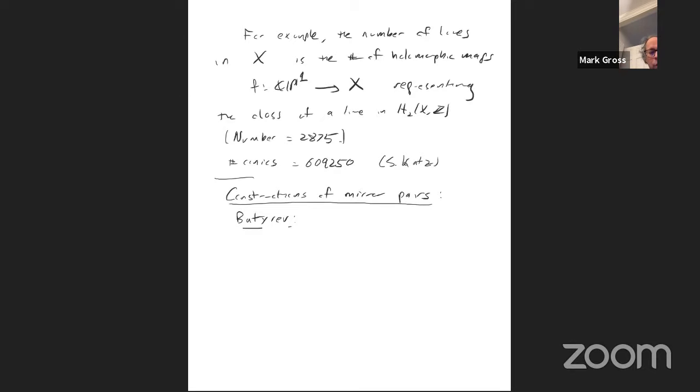So Batyrev constructed mirror pairs as hypersurfaces in toric varieties. And at the level of Calabi-Yau threefolds, there are approximately 400 million such hypersurfaces. So this provides a huge range of examples, and essentially all the work that's been done in mirror symmetry since has more or less made use of the Batyrev construction. But nevertheless, that leaves the question, is there some general way of constructing mirrors?